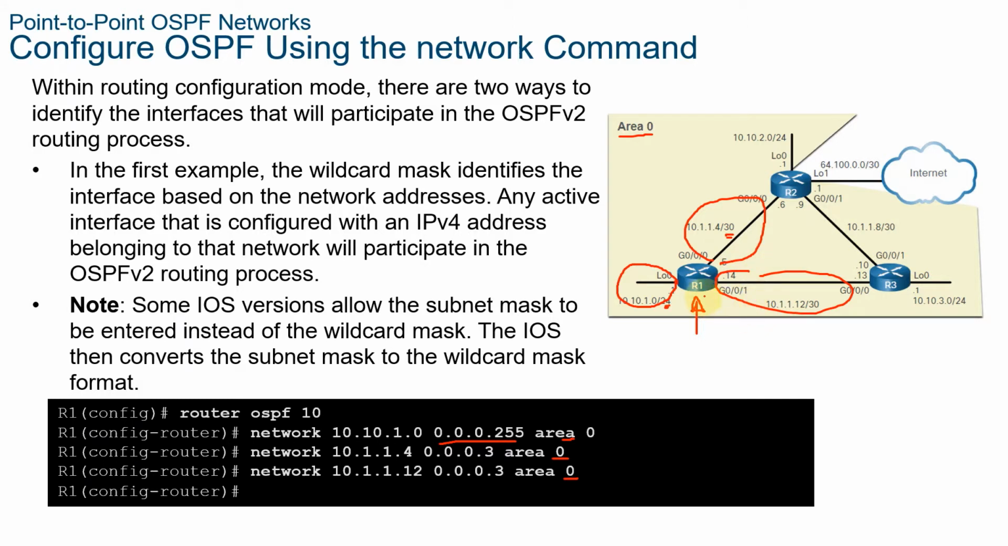Now, the networks between R1 and R2, and between R1 and R3, are both /30. So let me just write it here. That /30 is 252, so when we subtract it from 255, this would yield 0, 0, 0, and 3, which are the wildcard masks here.